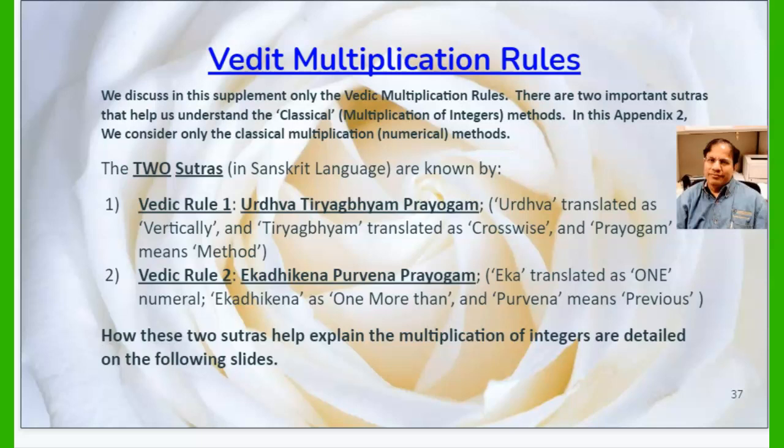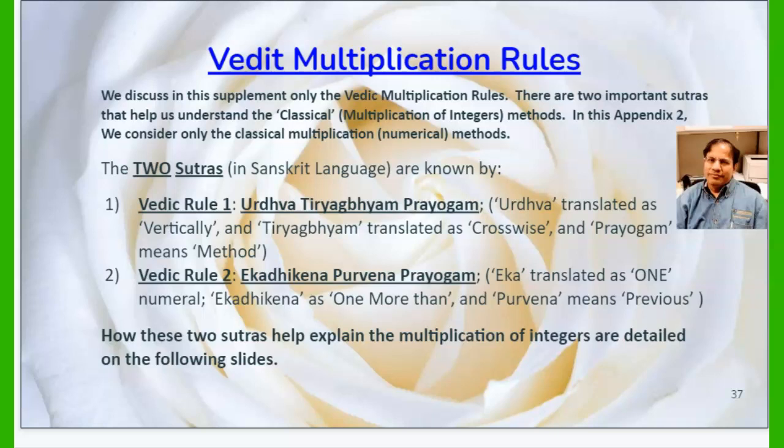Rule number 1 is stated in Sanskrit as Urdhva Tiryagbhyam Prayogam. Again, Urdhva Tiryagbhyam Prayogam. Urdhva is translated as vertically, and Tiryagbhyam is translated as crosswise. Prayogam means method.